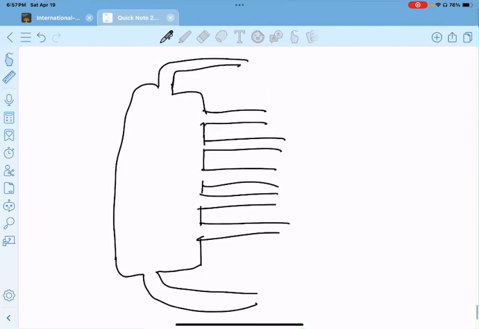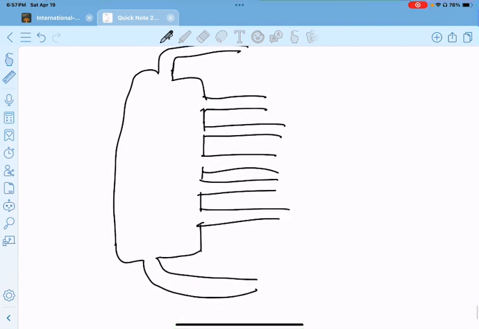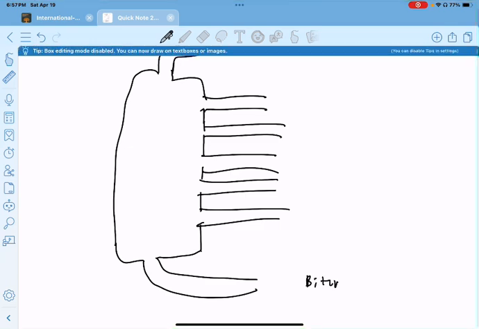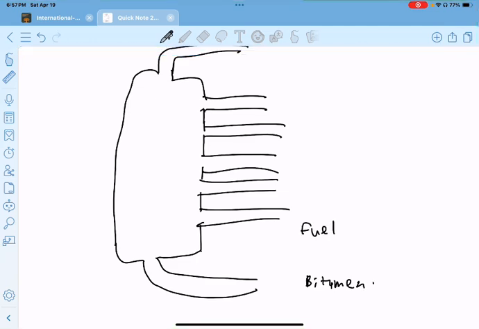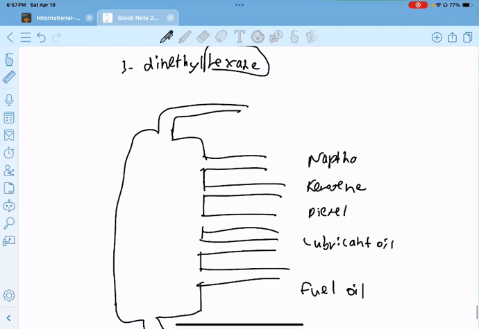So crude oil is put into this, and it will be distilled into many compartments. At the bottom will be bitumen, or bitumen, I don't know how to say it. Then fuel oil, then lubricant oil, then diesel, kerosene, then you have naphtha, and then you have petrol, and finally you have refinery gas.